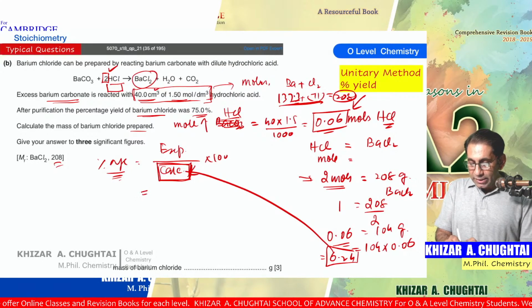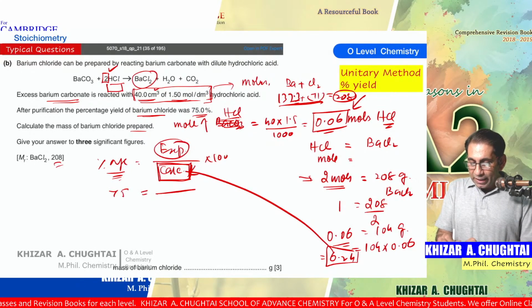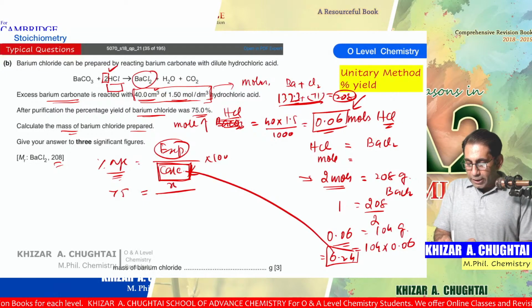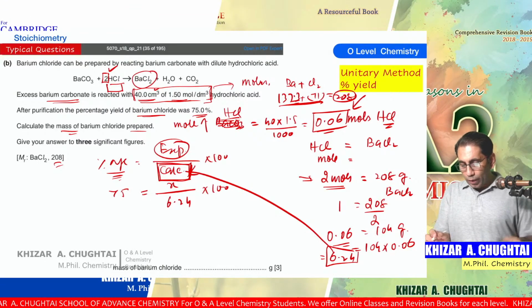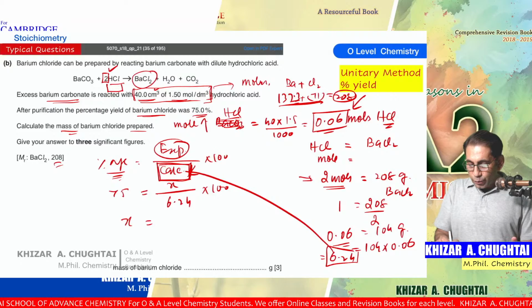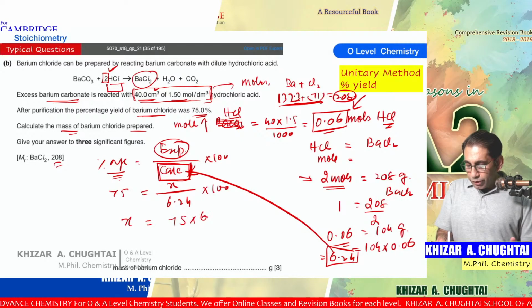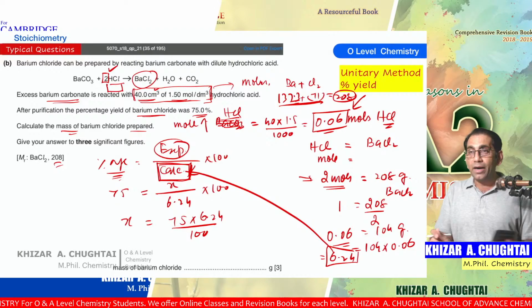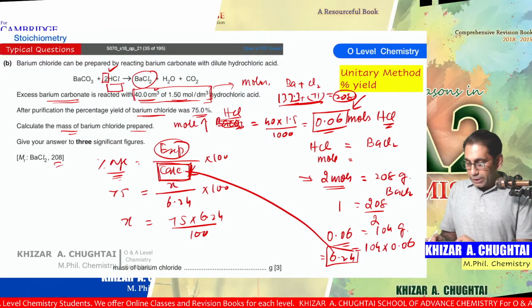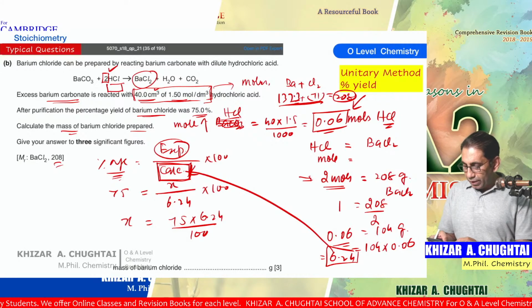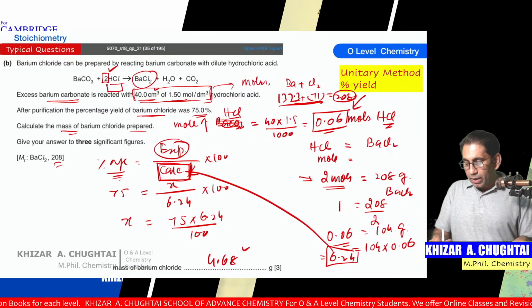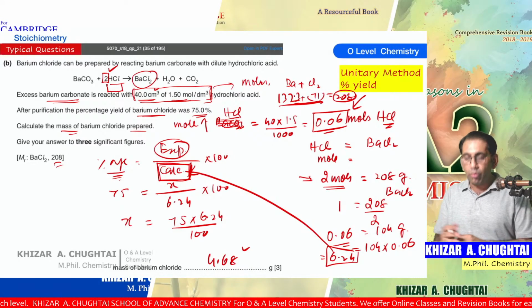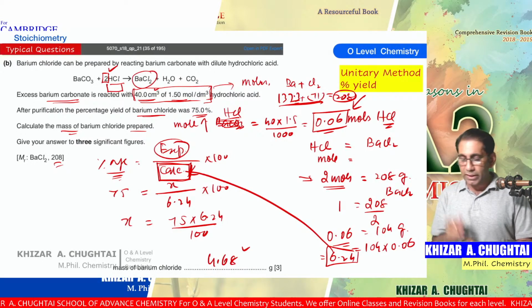The percentage yield is 75%. Experimental yield he is asking to find, and let's suppose it is equal to X. 6.24 is 100%. So what will be the answer of the X? This X will be equal to 75 into 6.24 divided by 100 if I'm not wrong. 6.24 multiplied by 75 and divided by 100, and here is the answer. 4.68 gram is the experimental value of the barium chloride that can be made in this experiment.